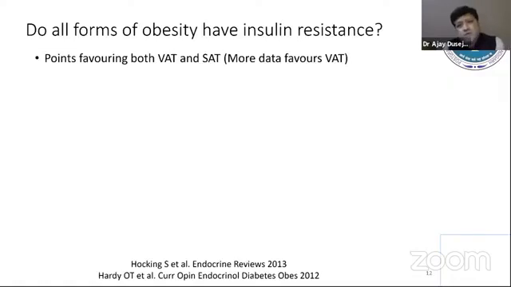So the first question which comes to our mind is: we've talked about the subcutaneous adipose tissue, we have spoken about the visceral adipose tissue. Are these both bad, and are both causing insulin resistance, metabolic syndrome and its complications, or is one worse than the other? Overall, if you look at the literature, there are points favoring both visceral and subcutaneous adipose tissue. They could be linked to insulin resistance, but the data favors visceral adipose tissue. That is linked more to insulin resistance, metabolic syndrome and various complications.